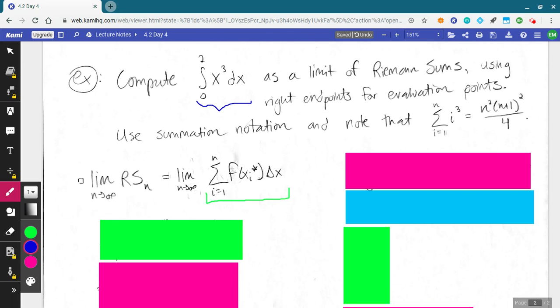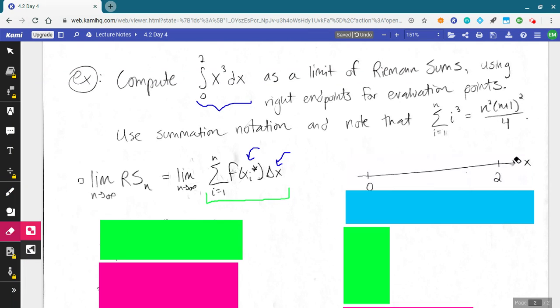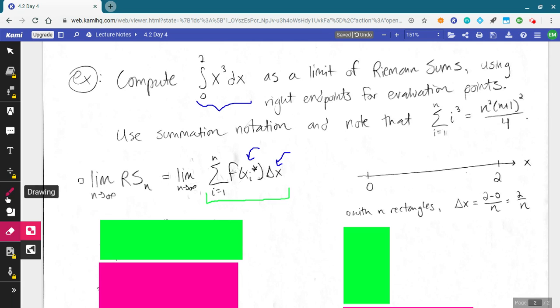All right, so to continue working, we just need to figure out our delta x and our xi star. So to start with that, let's draw a little number line over the interval that we are integrating, 0 to 2. And let's first think about delta x. With n rectangles, our formula for delta x is, again, b minus a over n. So our b is 2, our a is 0. So 2 over n is what we get for our delta x, the width of each of our rectangles. All right, so we know delta x is 2 over n.